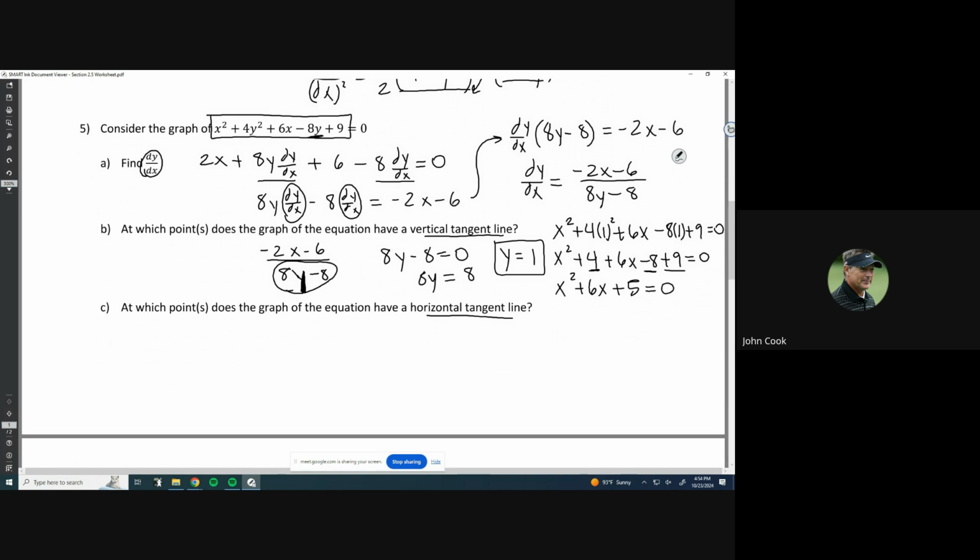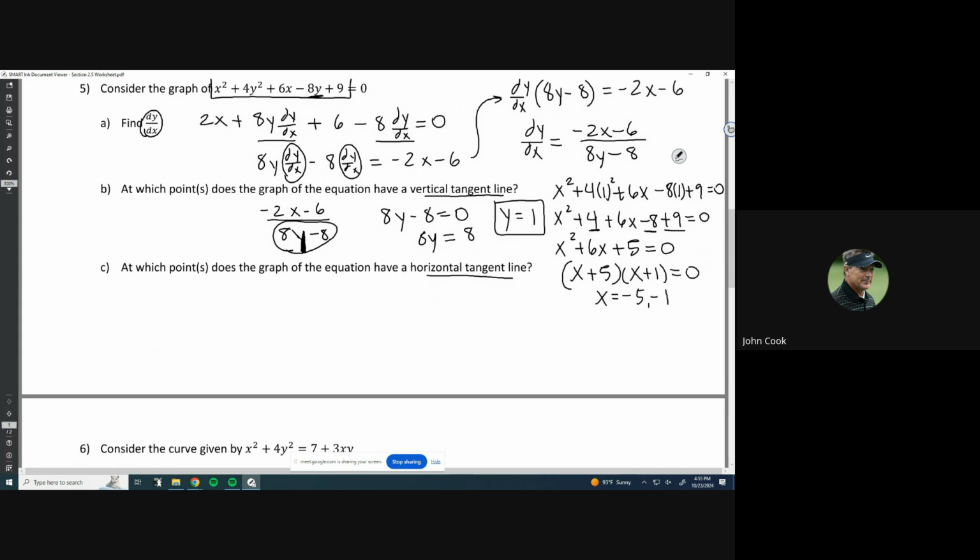And this factors. So you've got x plus 5, x plus 1. Those are two numbers that multiply together to be 5 and add together to be 6. So that means that your two potential x values would be negative 5 and negative 1. So that gives you two coordinates where you have vertical tangents. One when x is equal to negative 5 and y is equal to 1, so negative 5, 1. And then the other coordinate's going to happen when the other x value is negative 1 and the y value is 1. So those are the 2 points where you have vertical tangents.